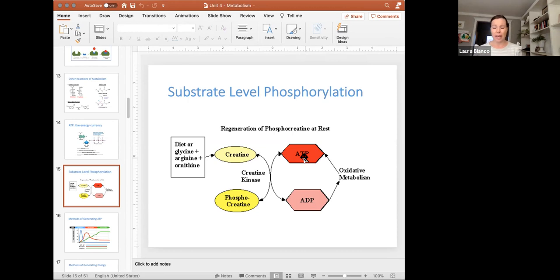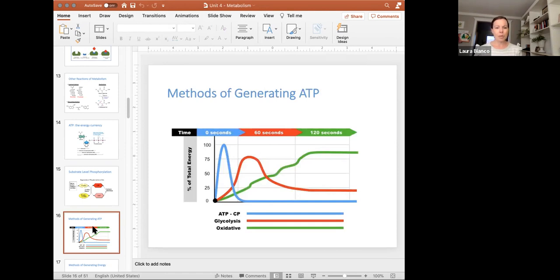And that's the first way. If your body needs energy, that's the first thing it would do to make ATP. But unfortunately, that doesn't produce a lot of it. So if you are performing an activity that lasts longer than a few seconds, you're going to need to use another method of making ATP.